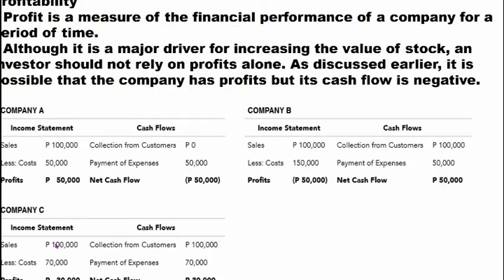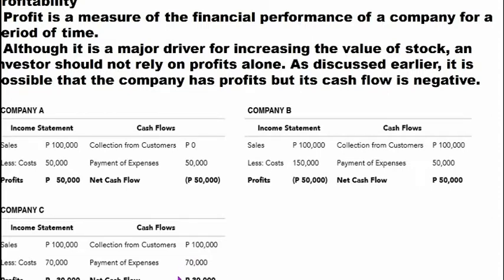Pero tignan mo si Company C. Okay, Company C, meron siyang sales na 100,000. Ang cost is 70,000. So, kapag sinubtract mo, may profit siya na 30,000 lang. So, tignan mo ngayon si cash flow. Collect niya out of sales na 100 is 100,000 din. Nagbayad siya na expense na 70,000. So, may net cash flow siyang 30.